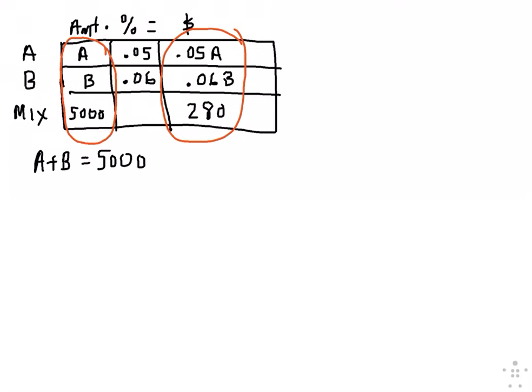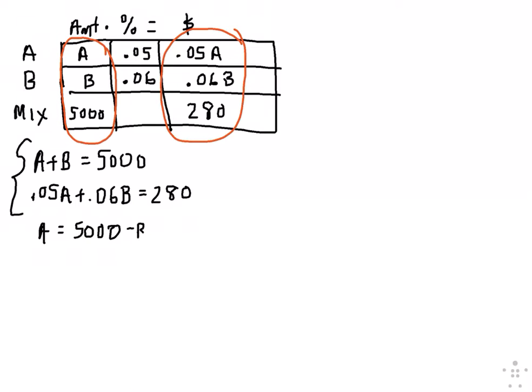Okay. And then the right column, we get 0.05A plus 0.06B equals 280. There's our system of equations, right? So let's see the easiest way to solve. There's a lot of different choices. I'm going to solve the top equation for A. So I would get A equals 5,000 minus B, right? And the second equation is still the same, 0.05A plus 0.06B equals 280.